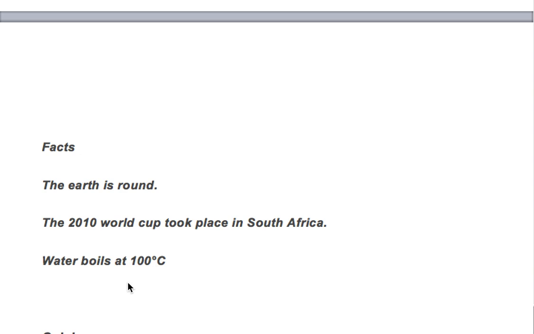The 2010 World Cup took place in South Africa. That is not an opinion because you can test, you can check, you can Google, you can see the pictures. Water boils at 100 degrees Celsius. So when someone tells you water boils at 100 degrees Celsius, that is not an opinion. That is not what that person thinks. That is factual information because you can verify, you can test, you can check the temperature of boiling water.